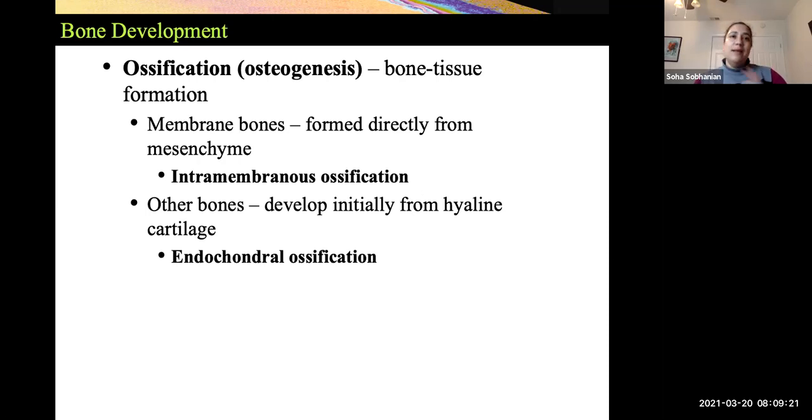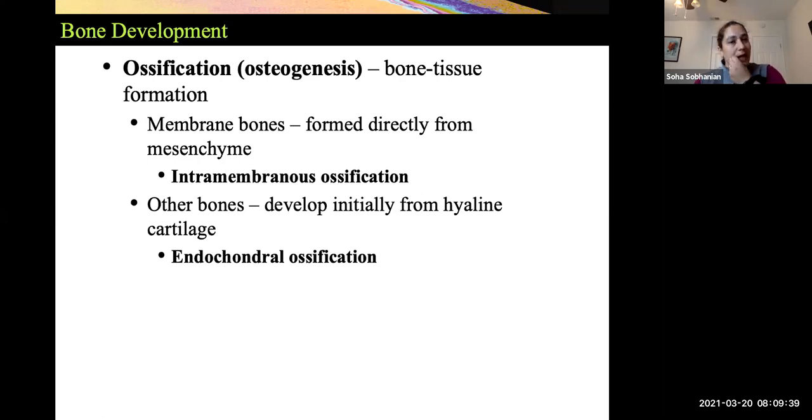And then one thing that we started, but didn't really finish, was bone development. I said that when you look at bone development, there are two main types. One is called intramembranous ossification, and the other is called endochondral ossification.